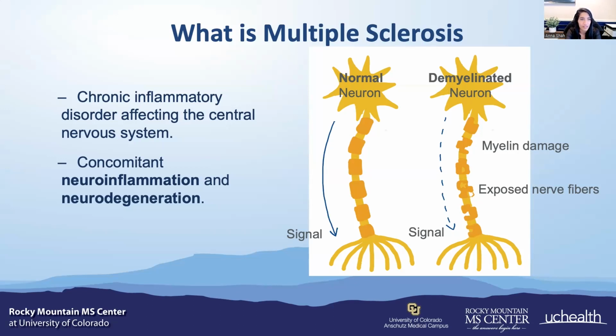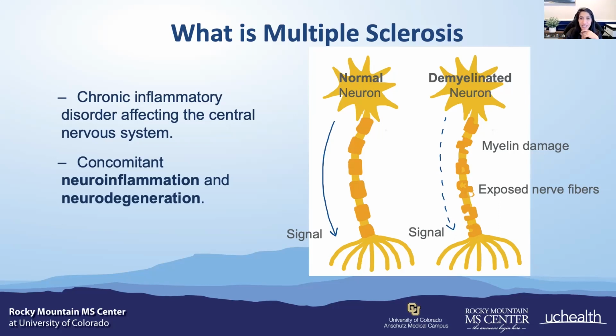So MS is a chronic inflammatory disease affecting the central nervous system. Just a quick reminder for those who neurology seems like a lifetime ago. Central nervous system is just the brain and spine, so no involvement of peripheral nerves or nerve roots or plexi. And in multiple sclerosis, we see both neuroinflammation and neurodegeneration simultaneously. Neuroinflammation tends to be most predominant early on in the course of disease, with neurodegeneration being more predominant at the end of disease.